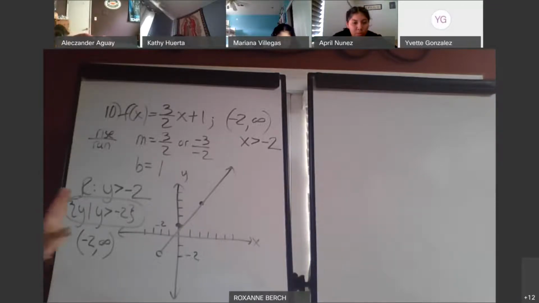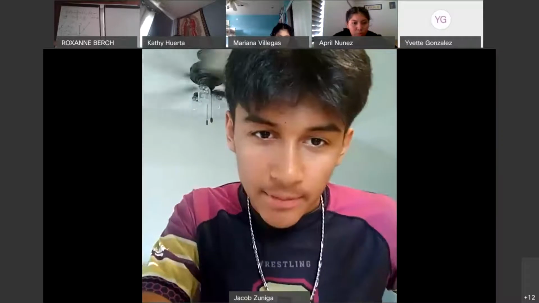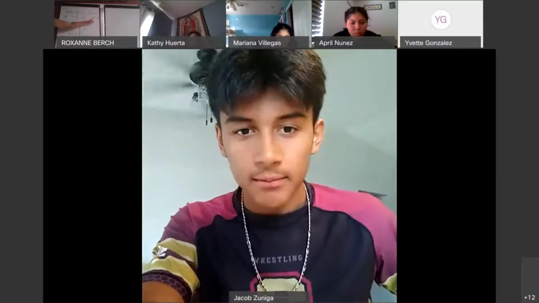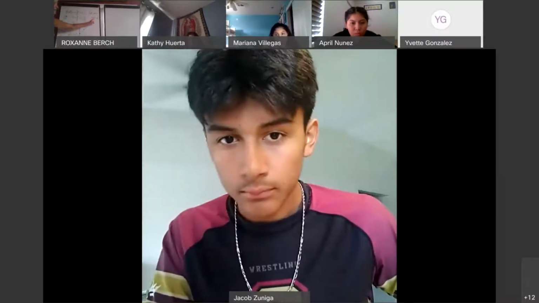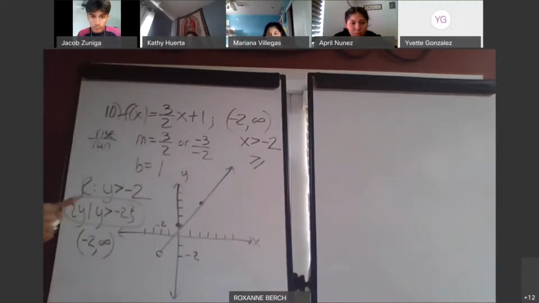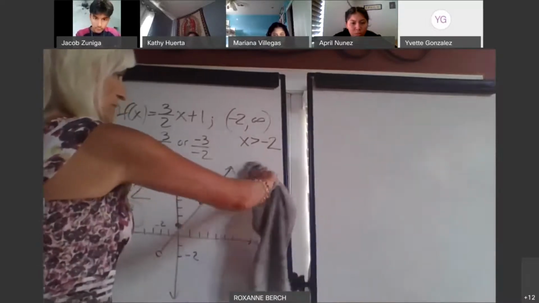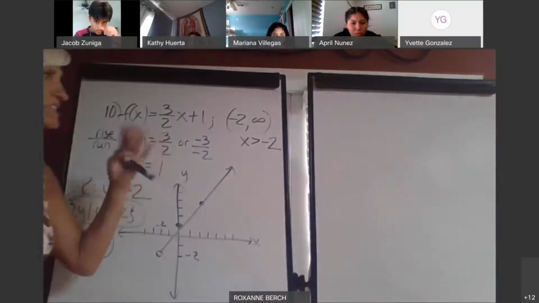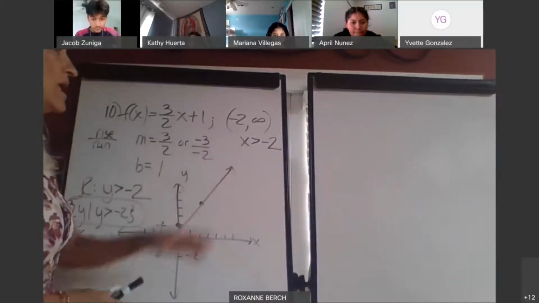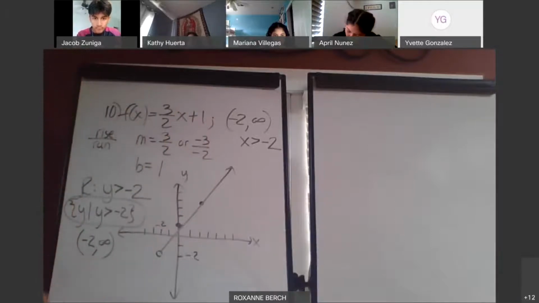All right, go ahead. Does anybody have a question? So the reason why it's open is because this inequality does not have an equal to it. It's not this. So if it was this, you would have to close it. But since this is saying that it's strictly greater, and the parenthesis means strictly greater than -2, it can't hit -2.